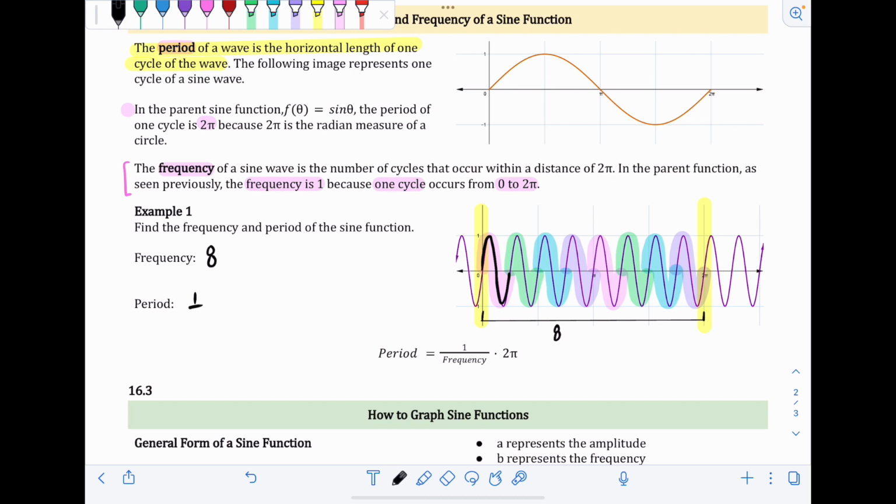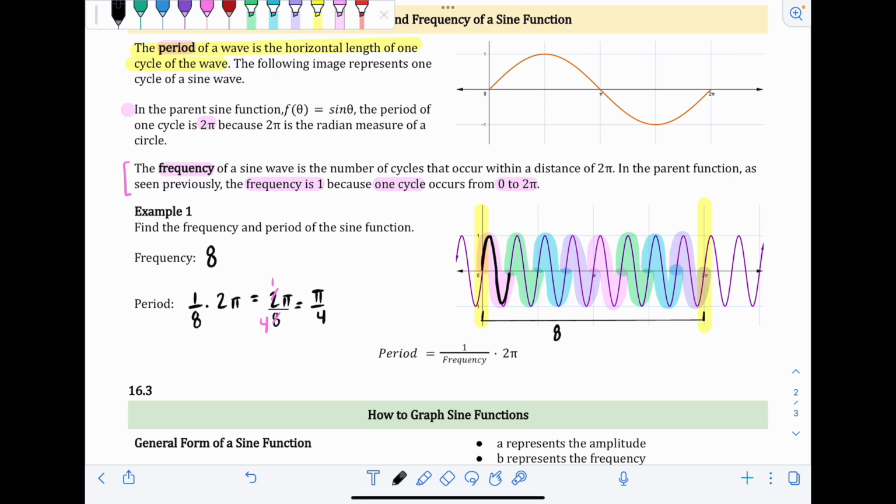So we would do 1/8 times 2 pi. You can multiply straight across and then reduce. So 1 times 2 pi is 2 pi over 8, and then 2 and 8 have a common factor of 2, so I could divide both by 2. 2 divided by 2 becomes 1, and 8 divided by 2 becomes 4. So this becomes pi over 4.